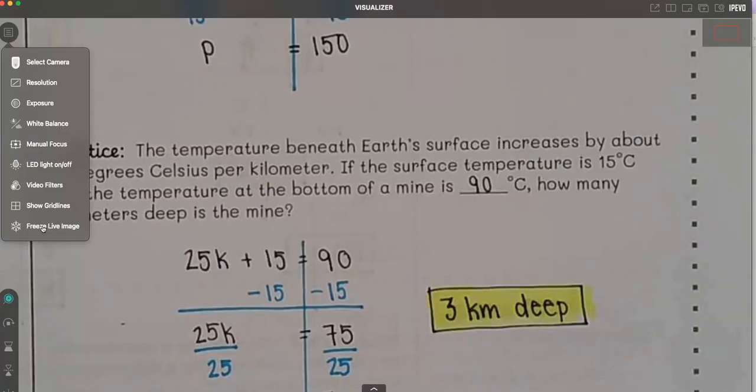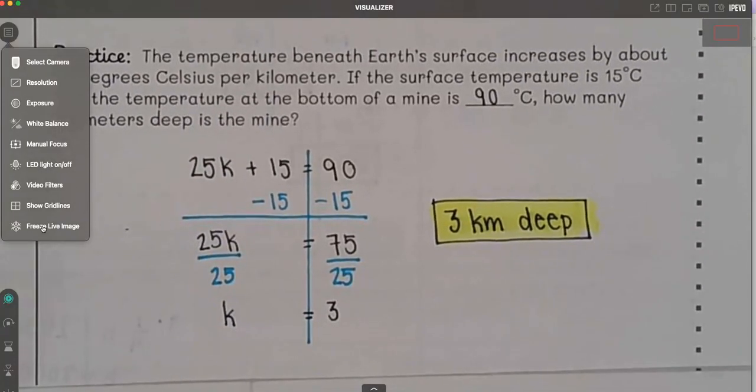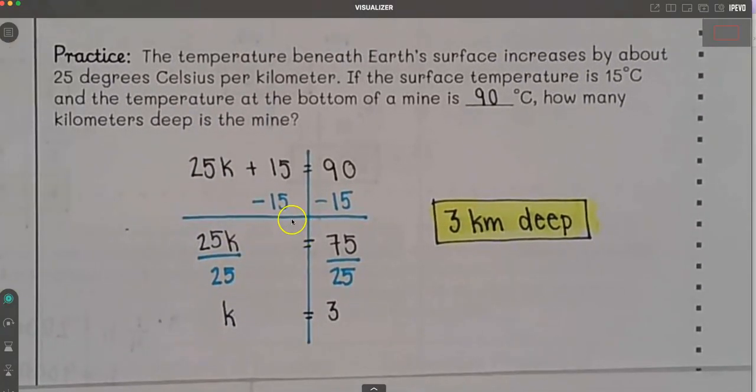Here is the answer. So first thing you're going to want to do is set up your equation. In this case, we've got 25 times the number of kilometers plus 15 equals 90. So I'm going to subtract 15 from both sides. That'll give me 75. Divide both sides by 25, and it gives me 3. So I know the mine is 3 kilometers deep. All right, any questions on this one?